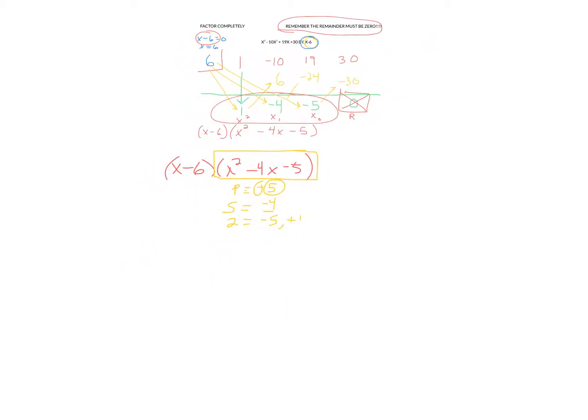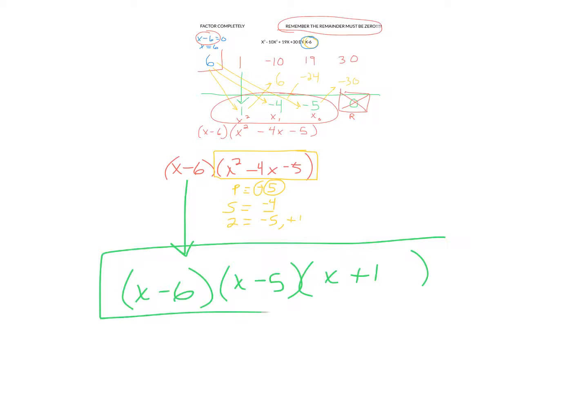Okay, so now we're going to finish this thing up. Okay, so again, this x minus 6 follows us along because I couldn't factor that anymore. So x minus 6. Then the other two pieces go in the parentheses. We're going to have x minus 5, and we're going to have x plus 1, and we have finished our factoring.